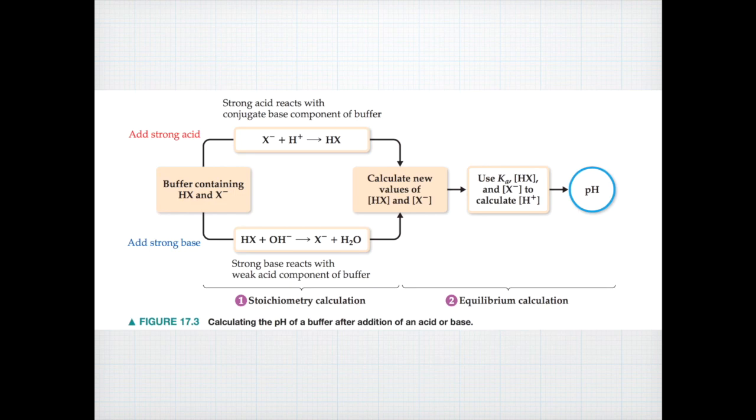If a strong base is added, then that's going to react with your weak acid, and then you again will need to calculate your new values for your weak acid and your weak base, and then again use ICE charts or the Henderson-Hasselbalch equation to calculate the new pH.